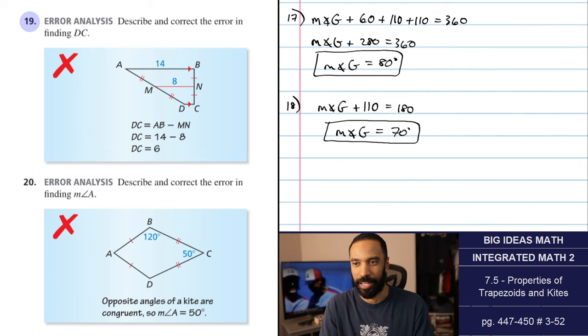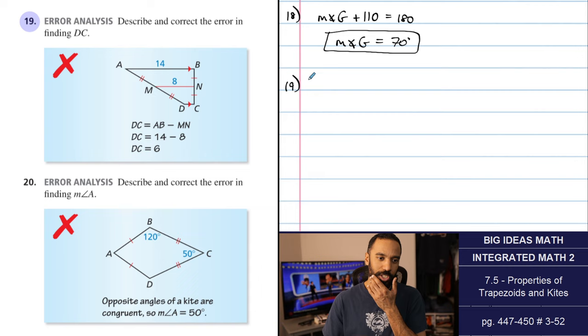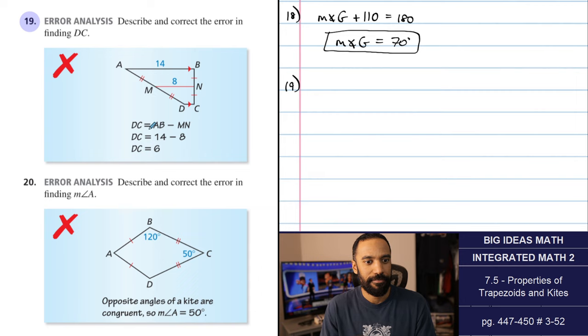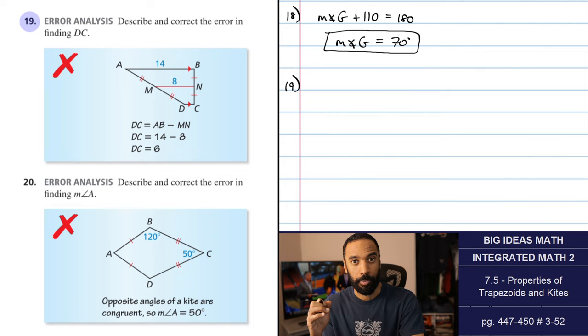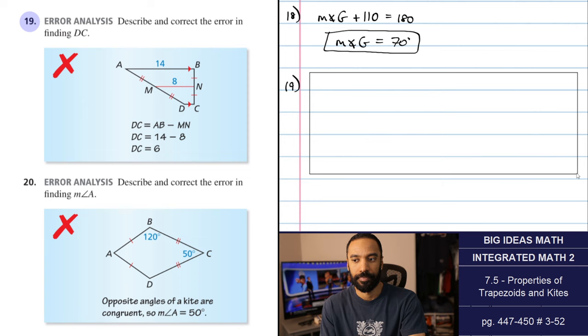All right, number 19. In 20, error analysis, describe and correct the error in finding DC. They have DC as AB minus MN and being a length of 6. I don't think so. I don't know why they decided to come up with that. I'm just going to say they're wrong. You need to find the average. This method is incorrect.